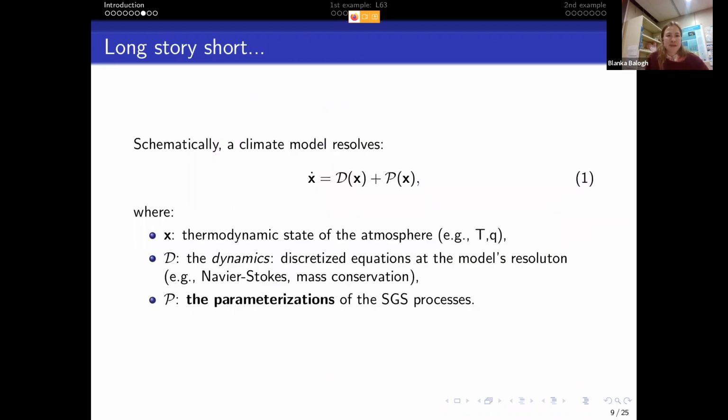So to sum up what I've said in this introduction, a climate model can be resolved as equation 1. The time derivative of x is equal to the dynamics, which corresponds to the discretization of the primitive equations, plus the parameterizations, which also depend on x. X is a variable that describes the thermodynamic state of the atmosphere.